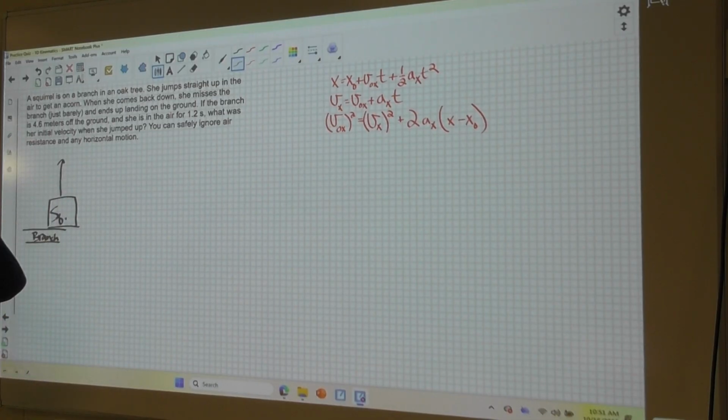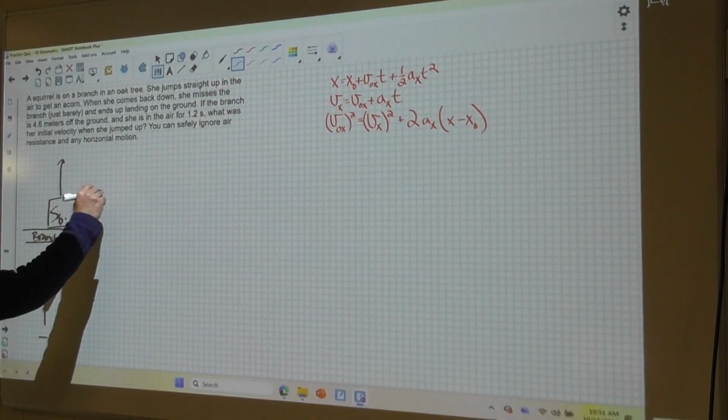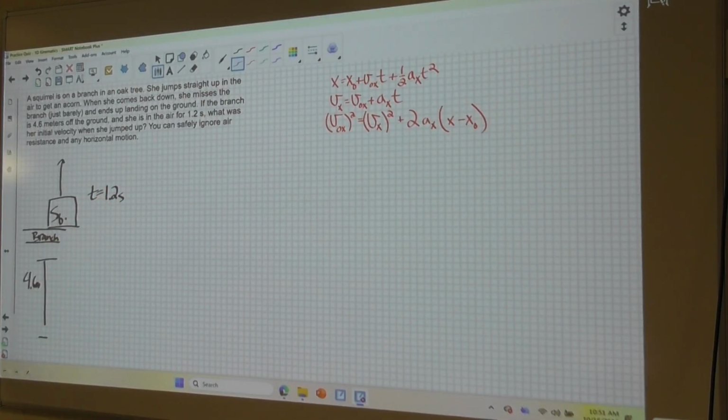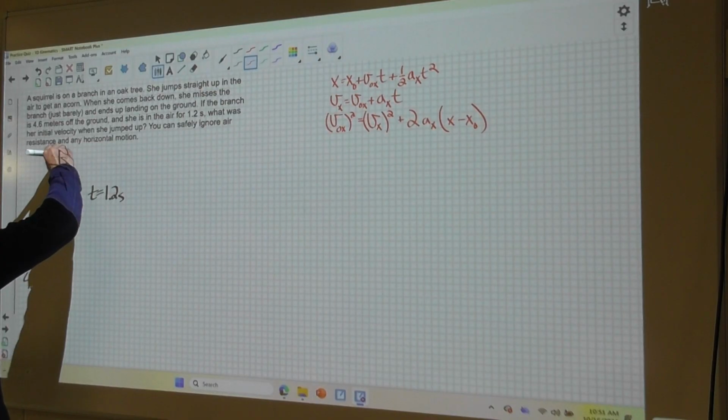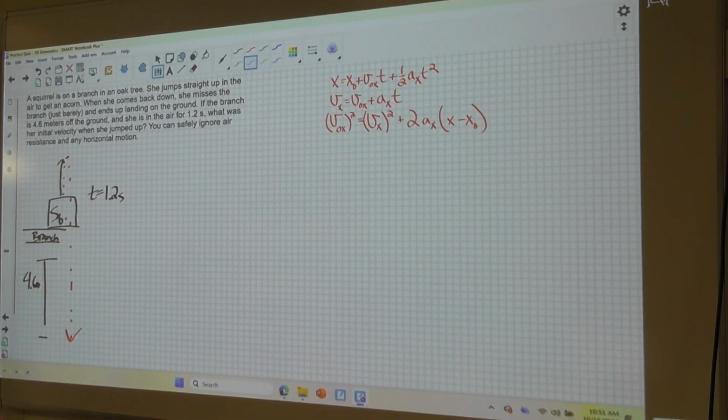She jumps up. We don't know how fast. The branch is 4.6 meters above the ground, and she's in the air for 1.2 seconds. And that's the only thing we're told in this problem. We know what her motion is going to look like. She's going to go up, slow down, come back down, and hit the ground. But we don't know how fast she jumps. We don't know how fast she's going when she comes back down. We don't know how far up in the air she goes. We don't know any of that stuff.